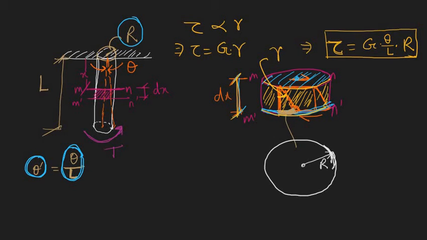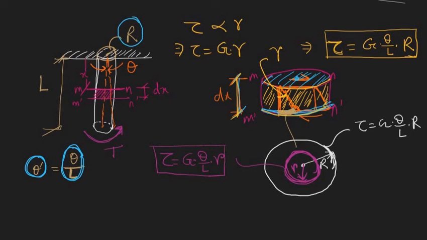At this surface, the equation of stress is simply G times theta by L times R. Let's say now we are considering some inner surface. This is the inner surface at a distance of, let's say, a smaller r. For this inner surface also, this equation is valid, and the stress can be written as G times theta by L times smaller r. So here you can see that stress in any cross section is a function of r.